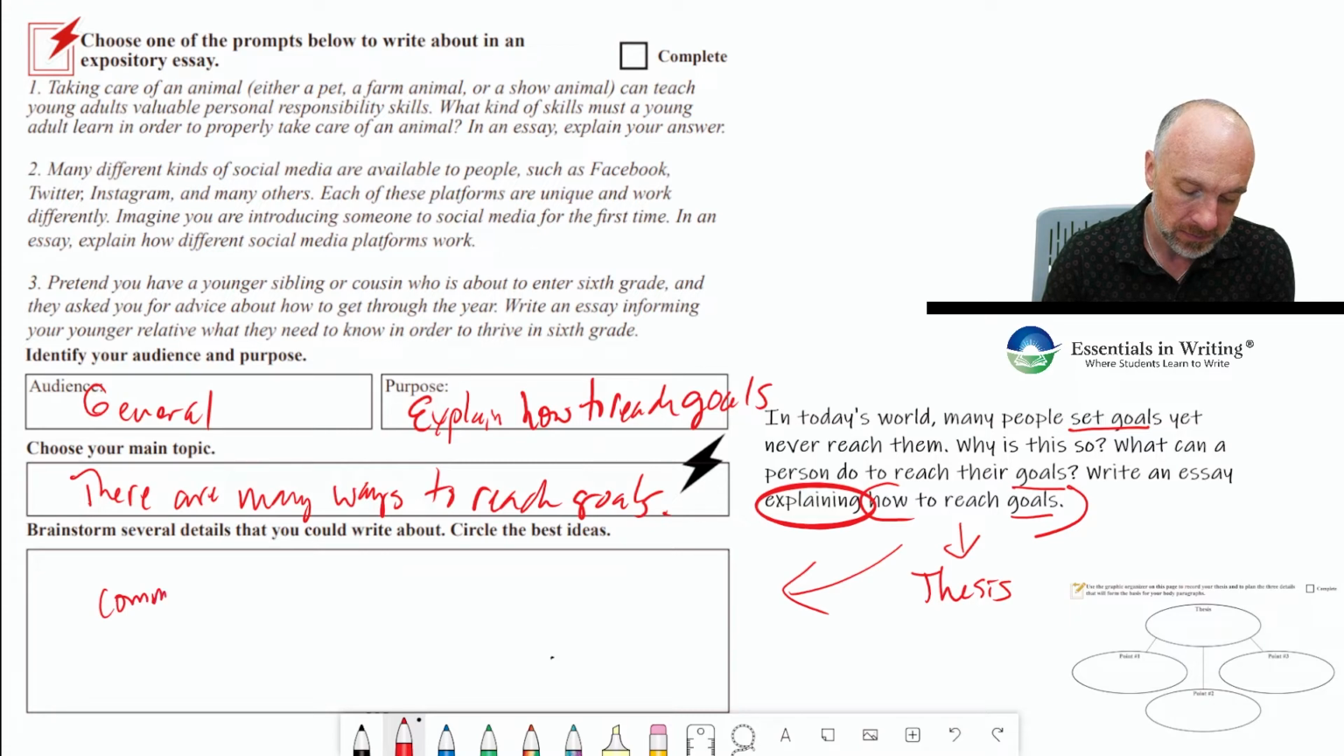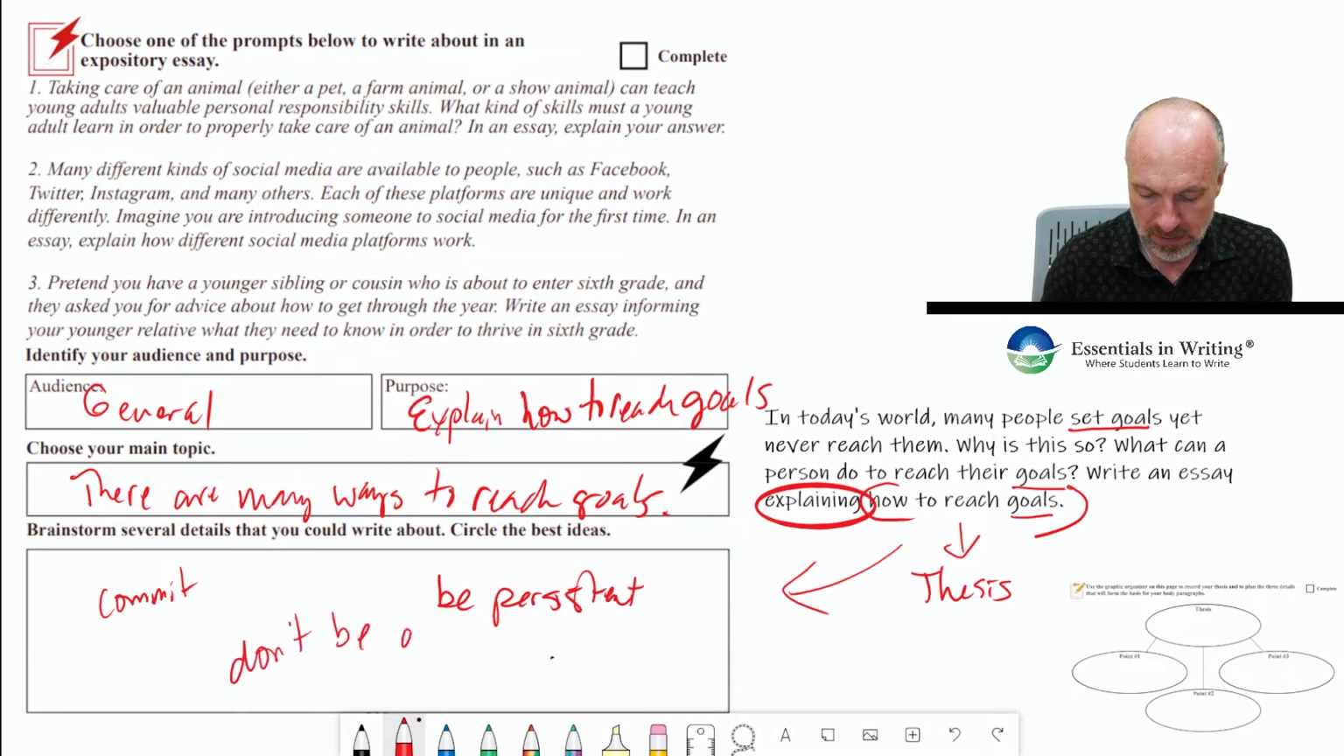Commit, be persistent, don't be afraid to fail, clear expectations.